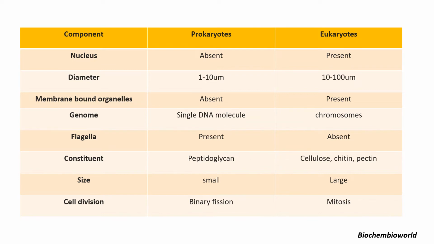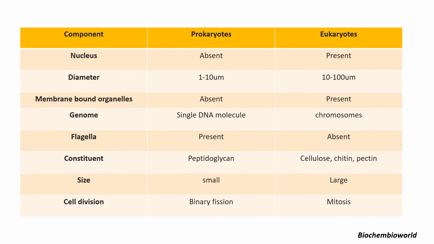The main constituent forming the cell wall, the compartment which separates the cell from the environment, is peptidoglycan in the prokaryotes, whereas in the eukaryotes it can be cellulose, chitin, or pectin. And next, the size of the prokaryotes is usually smaller. I have already told you the diameter in prokaryotes is 1 to 10 micrometer, whereas in the eukaryotes it's larger.